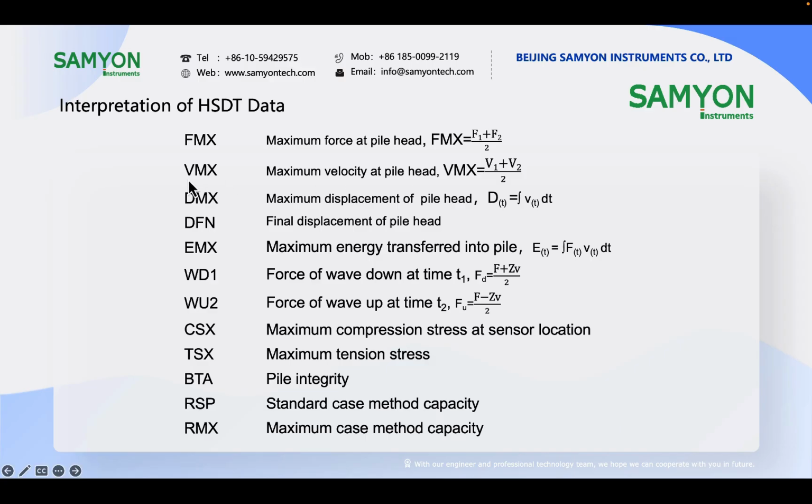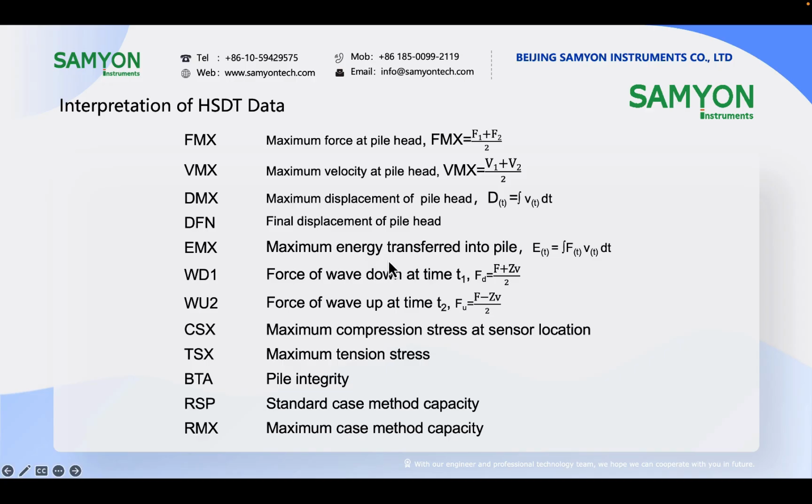And similarly, Vmx is the maximum velocity at the pile head. It is also the average of v1 and v2. Dmx is the maximum displacement of the pile head. It is calculated like this. It's accumulated using v, and dfn is the final displacement of the pile head. We could take it as the final set of the pile, but remember, it is not the real set of the pile. It is calculated from the velocity. So there might be some error.